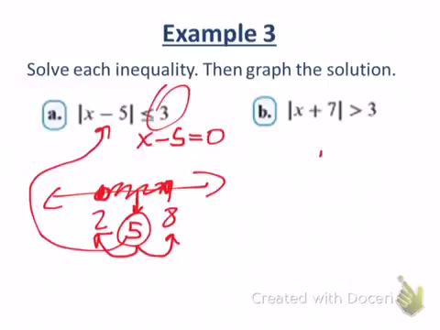Here our distance from 7 is more than 3. Distance from 7 is more than 3 means we had to be outside of negative whatever it was and negative whatever it was. I forget those numbers. Yeah, Jay?